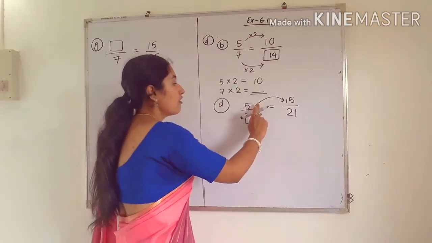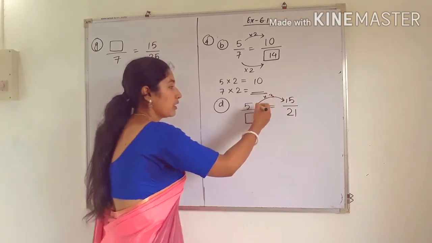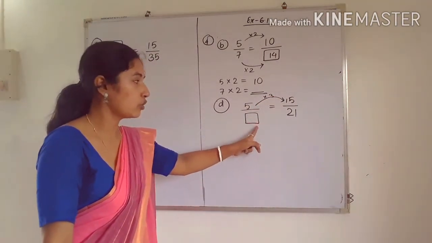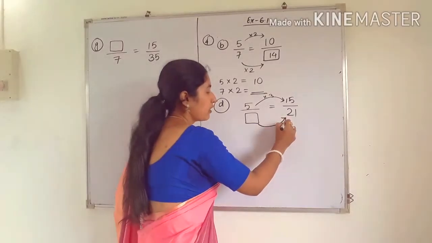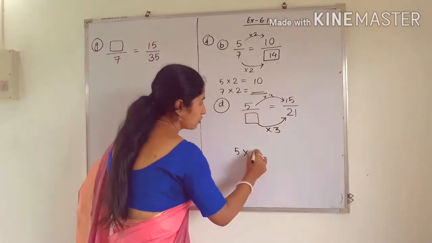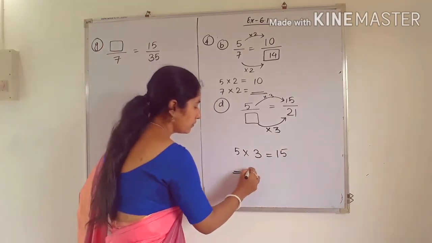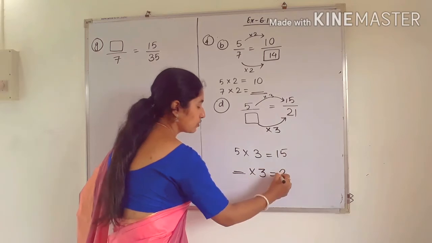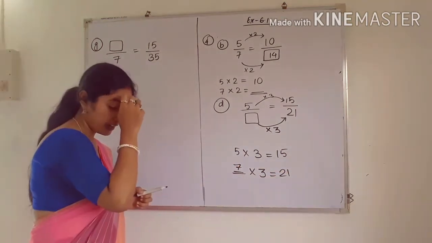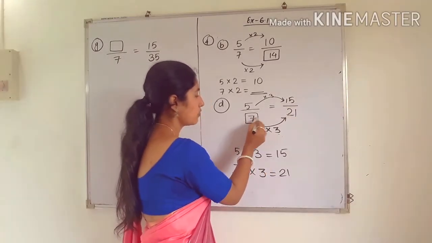Similarly here, 5 will be multiplied with what? 3, so that we will get 15. So in the denominator also, we have to multiply by which number? We have to multiply with 3. So 5 into 3 is 15, this is the numerator one. Now in the denominator, which number we will multiply with 3 to get 21? Yes, the answer is 7. How can you find the answer? You can divide 21 by 3 to get this number. So it is 7.